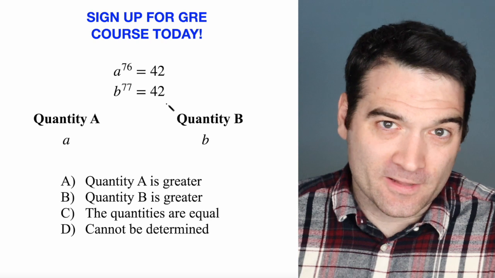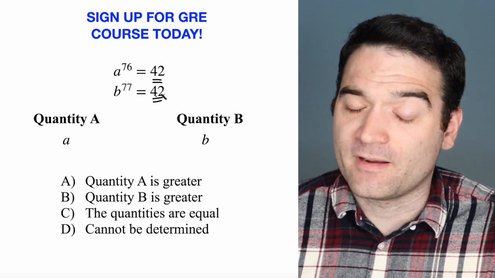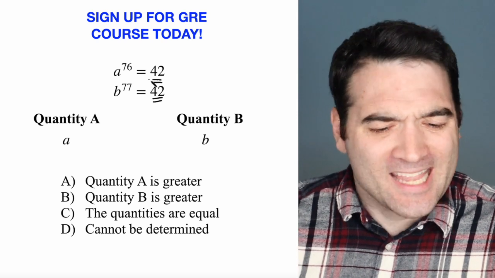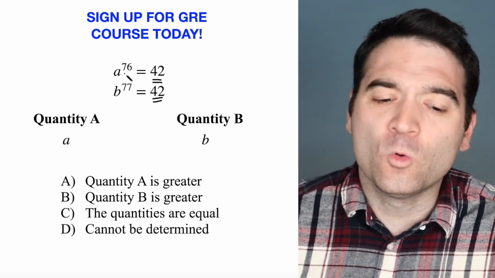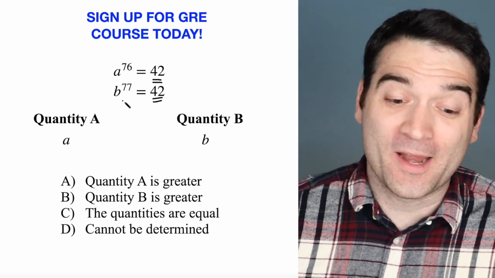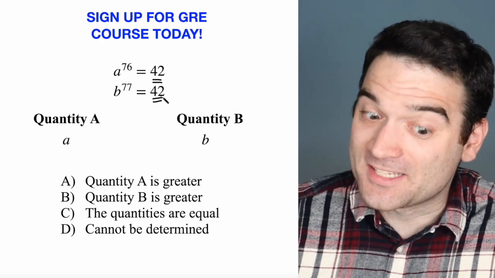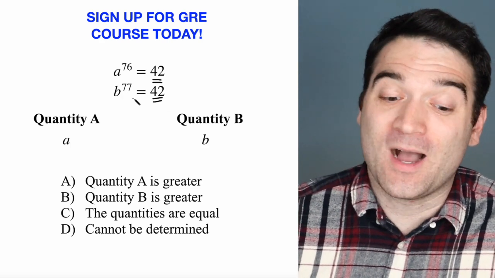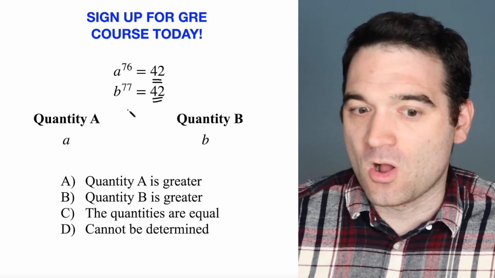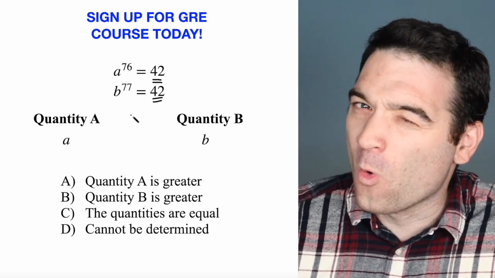So you might look at this and say, well, we ended up at the same spot for both of these, right? We ended up at 42. But to get there for A, we only had to raise it to the power of 76. And for B, we had to raise it all the way to the power of 77. And so that suggests that to get to the same spot, we had to raise B to a higher power, meaning that B is smaller than A. And that's certainly possible. But is it always the case?